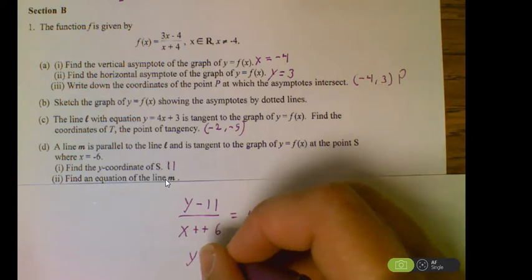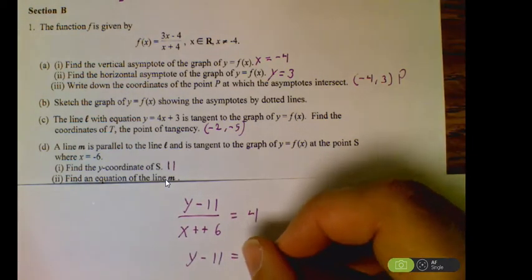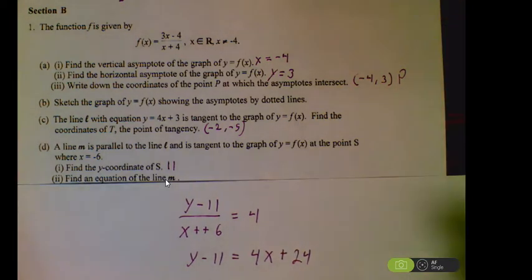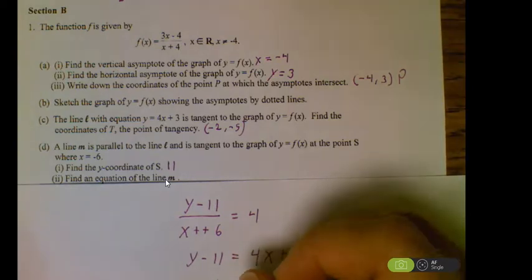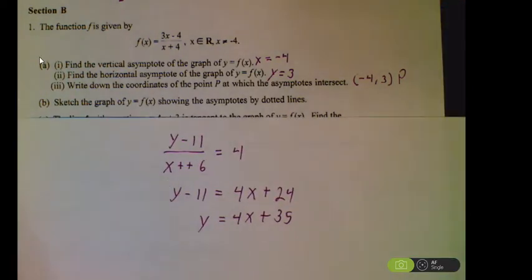So I'm going to multiply my x plus 6 over to the right. And distribute that 4. Add the 11 over. All right, let me slide that up. So add the 11 over, and there you go.